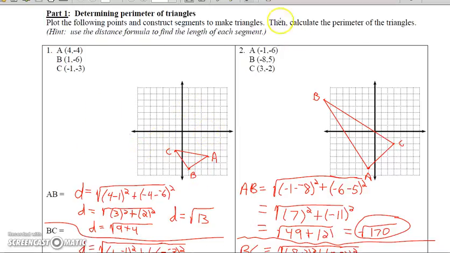Now, I want you to calculate the perimeter of the triangle, which means I want you to add up all 3 sides all around the figure. So I need you to do AC, AB, and BC, and then add them all up. Well, in the quiz you just took, and in the last section of notes, we just did the distance between 2 points, right? So all we're going to do here is the distance between 2 points 3 times.